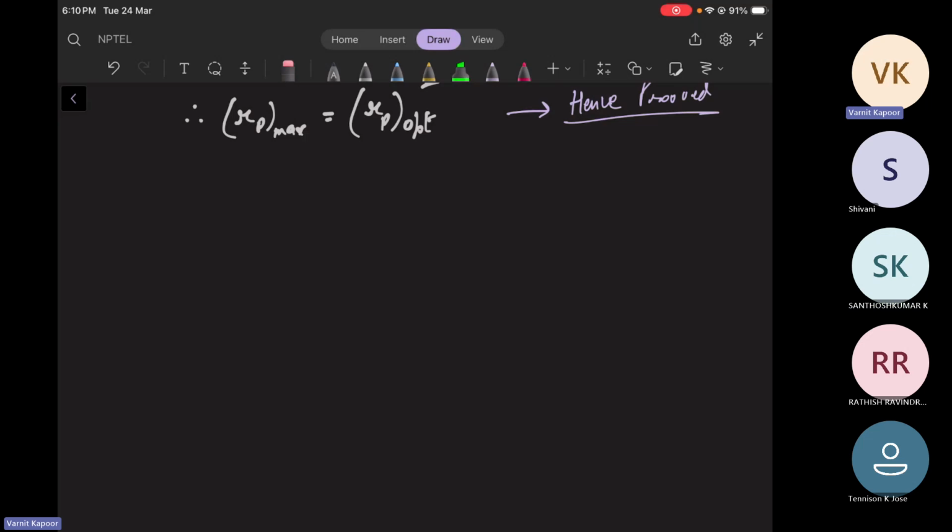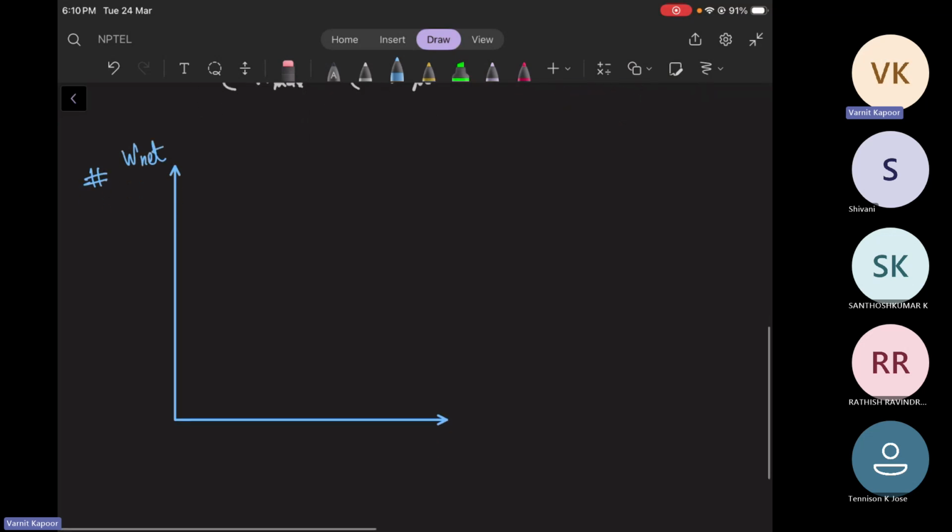So now we will see one plot for work net versus pressure ratio. So work net versus pressure ratio. Let us see. So work net versus RP.